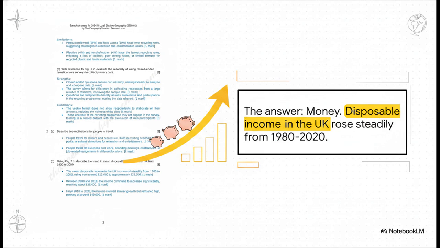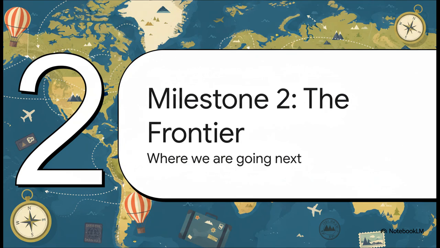Now pay close attention to the specific words used in the model answer, because this is exactly how you score those top marks. It's not enough to say income went up. Look at the detail. It increased steadily at first, then continued to increase significantly before hitting a period of slower growth. See that? Nailing that level of detail when describing data is absolutely key. All right, let's move on to the next part of our story.